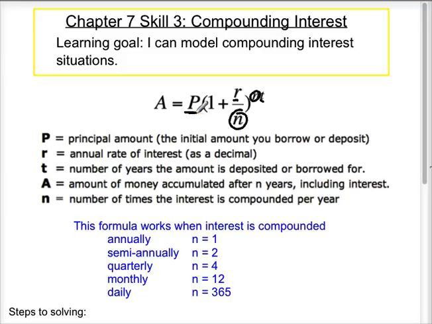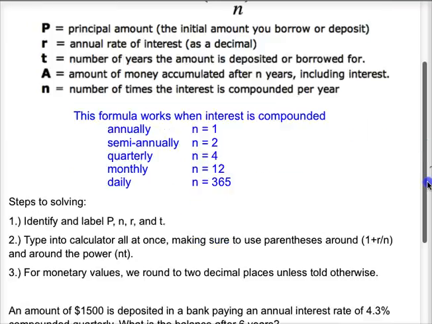So annually would mean it's compounded once per year. So you'd use a 1 for N. Semi-annually would be 2. Quarterly would be 4. Monthly, 12. Daily, 365. So it's just the number of times it's compounded in a year span. But otherwise, it's exactly the same as what you've done before.